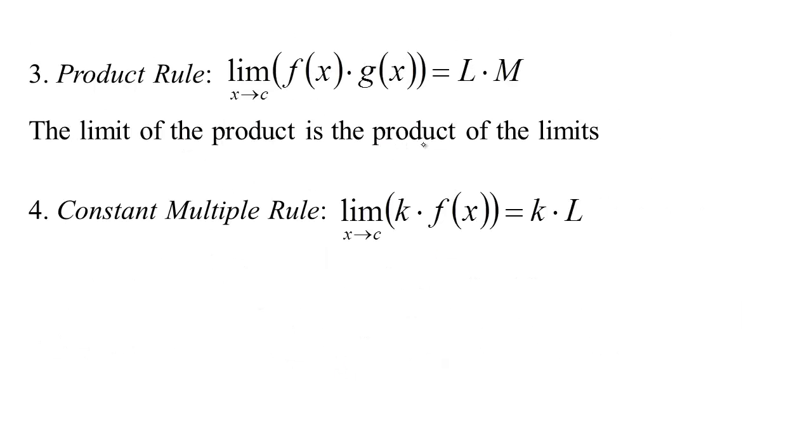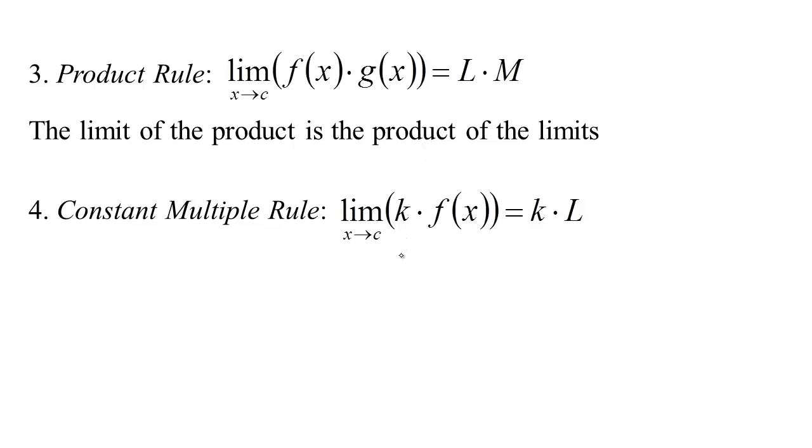Here are a couple more that should be pretty clear. If you have these two functions f and g, and f is getting close to L and g is getting close to m, then their product should get close to L times m. After all, a number close to L times a number close to m ought to be close to L times m. So that's just the product rule for limits. So you say the limit of the product is the product of the limits.